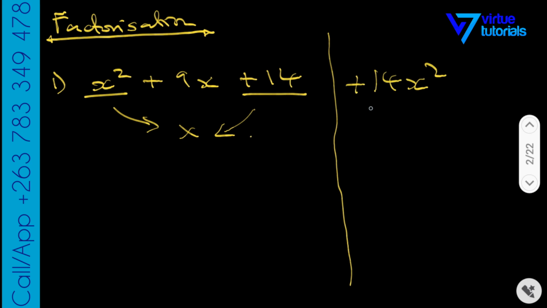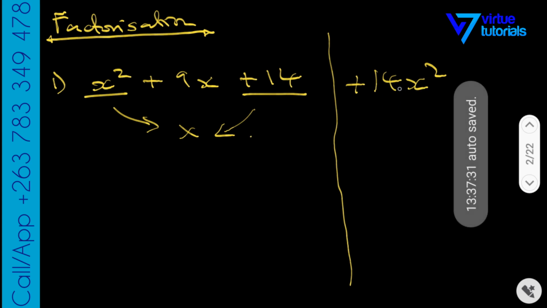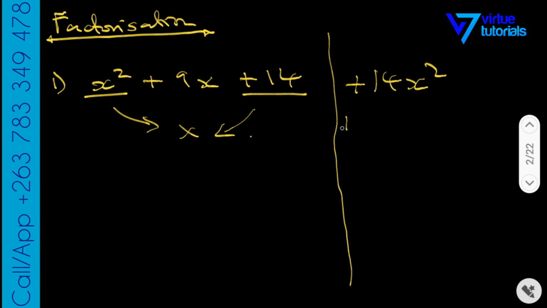The next thing we need to do is to identify the factors of this plus 14x squared, right? Factors are two numbers that multiply to give you this result here. So for me to get plus 14x squared, I should have a plus 2x and a plus 7x, or I can have a minus 2x and a minus 7x. A plus times a plus will give you a plus: 2 times 7 is 14, x times x is x squared. So that works. A minus times a minus also gives you a positive, and then 2x times 7x will give you 14x squared. So these pairs of factors both multiply to give you your plus 14x squared.